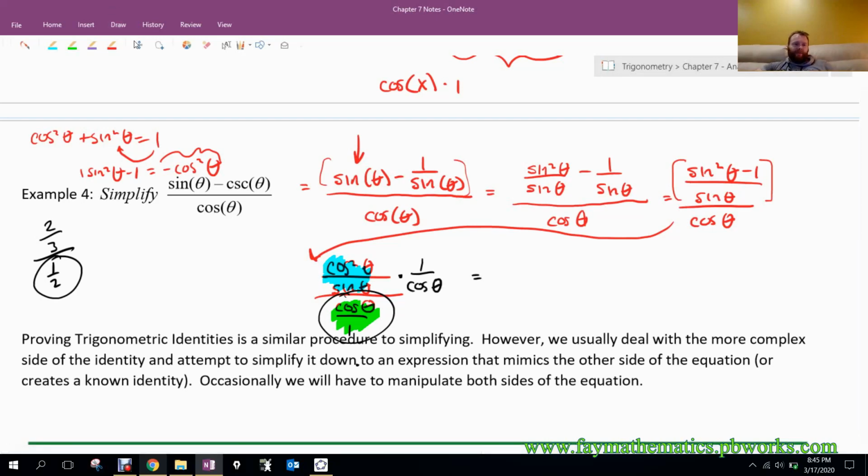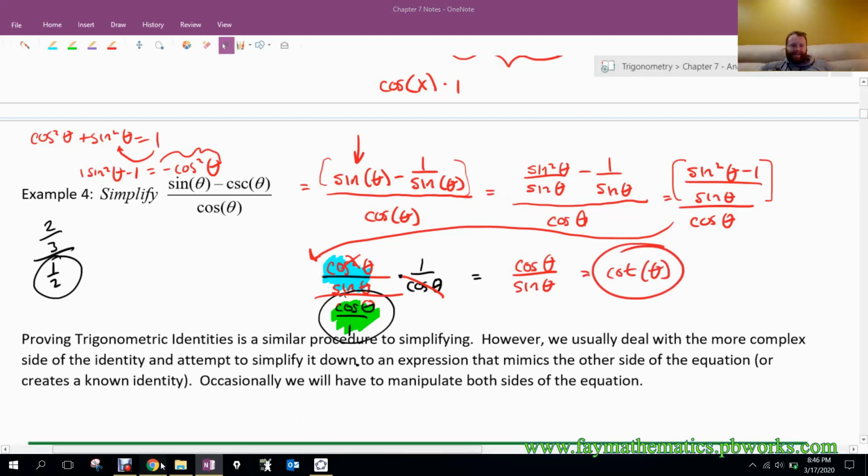And what happens here? My hope is that you see that you have a cosine times a cosine up top. So one of those cosines is going to cancel with that one. So then you have cosine times 1 on top, and you have sine times 1 on the bottom, and now cosine divided by sine, that is cotangent.